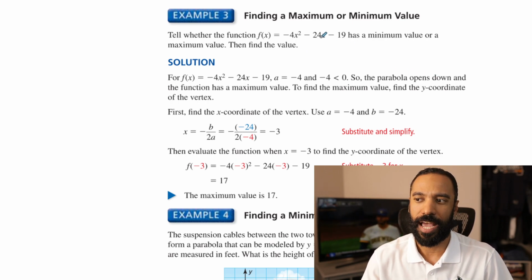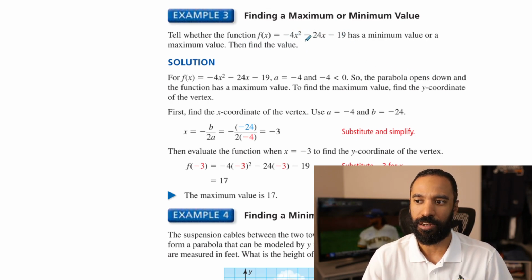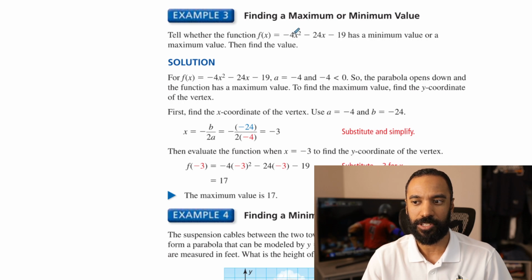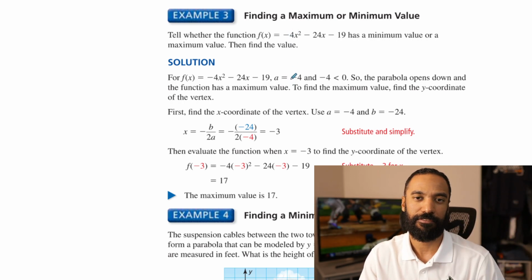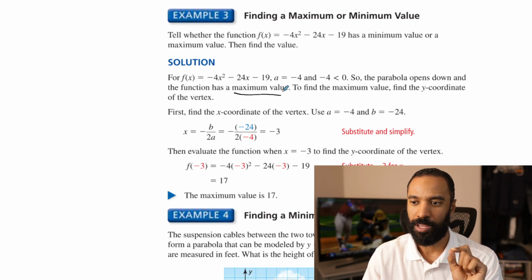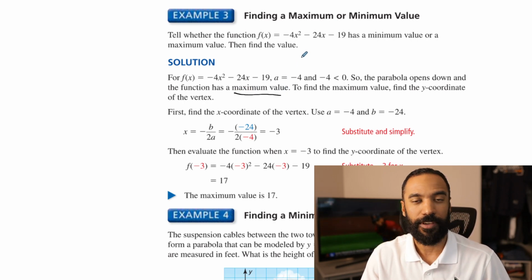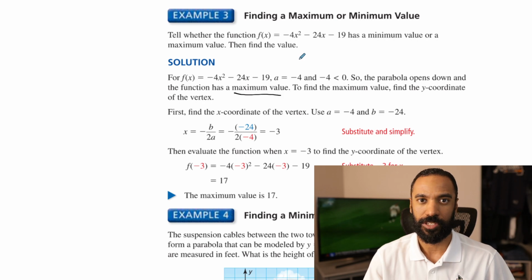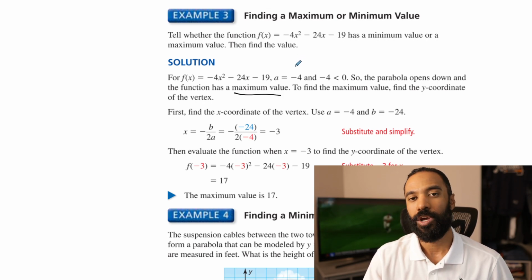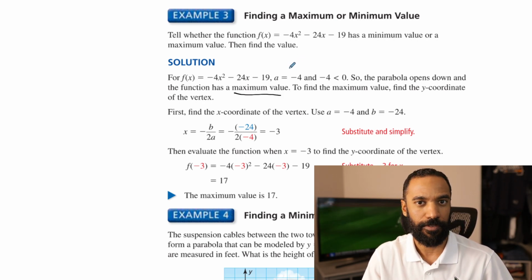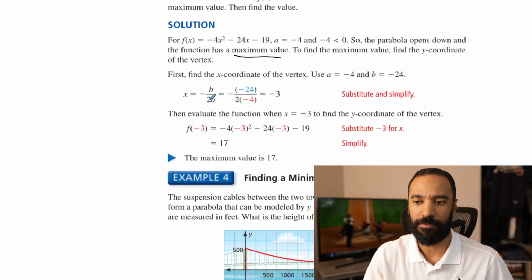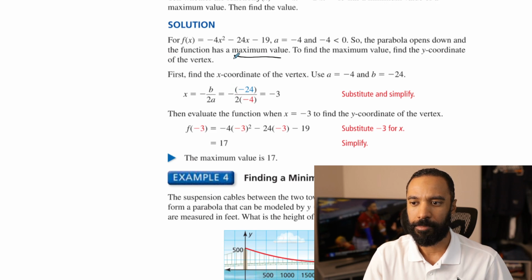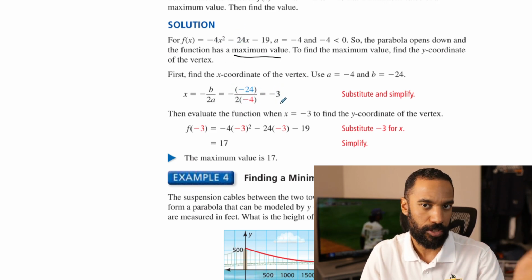Tell whether the function has a minimum or maximum value, then find the value. So they're going to state, because a is -4, this is an upside down facing graph. As an upside down facing graph, it means they have a maximum value. Now the value itself is the y value of the vertex. So how do we find that value? We find the x value of the vertex first. That's not the answer, but we find it using -b over 2a. So the opposite of -24 over 2 times -4. Apparently it's -3. Let's just go with it.